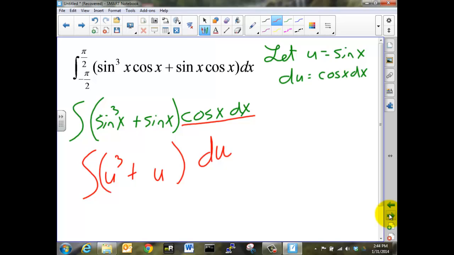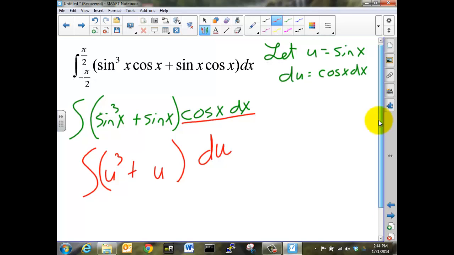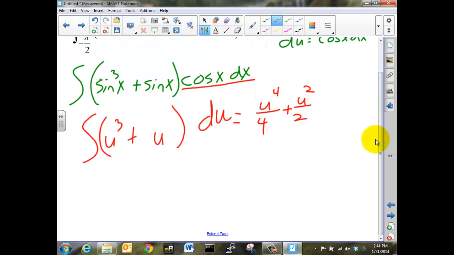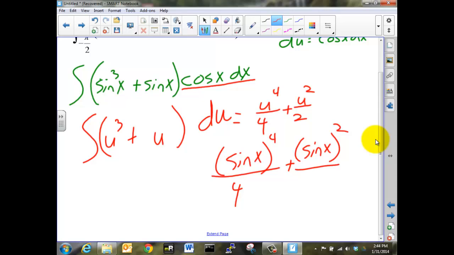Now that's a lot neater problem to look at than that initial one. Now we can look at that and know it's u to the 4th over 4 plus u squared over 2. Are we going to evaluate this at pi over 2 and negative pi over 2? No. We're going to put in what for u? Sine x. So the sine of x to the 4th over 4 plus the sine of x squared over 2. And we've got to evaluate that at pi over 2 and negative pi over 2.